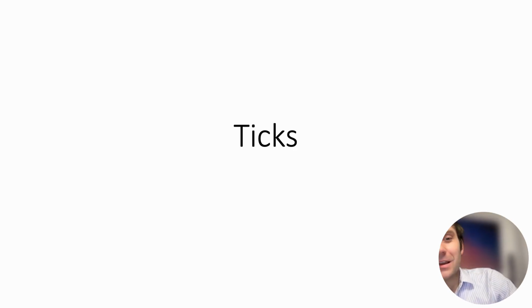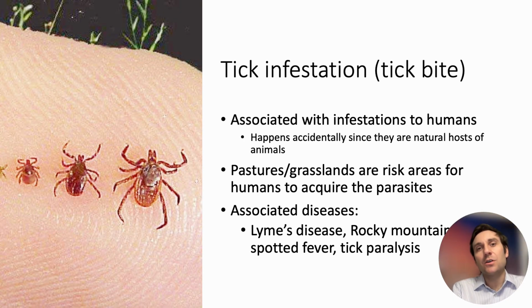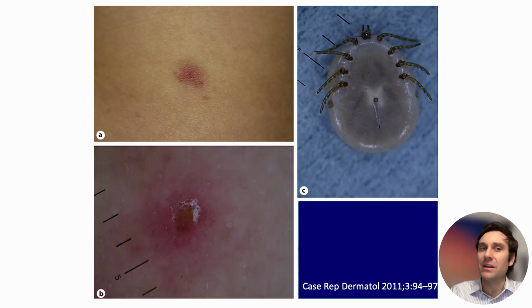Ticks now. We're almost at the end, right? So no worries. What about tick infestations? Ticks, again, are very common in the US, not so common here in Chile, but ticks are associated with other diseases, very common in the summer: Lyme disease, Rocky Mountain spotted fever, tick paralysis. And I just want to show you how you see this under the dermatoscope because it's fairly easy, right?